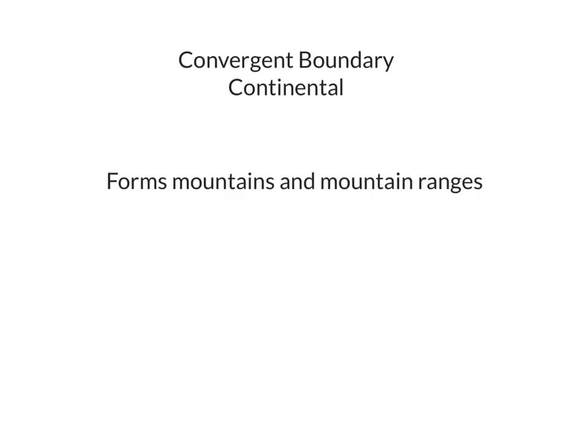These notes should be pretty short and simple. Our convergent boundary with two continental plates, this is how mountains are formed and how mountain ranges are formed.